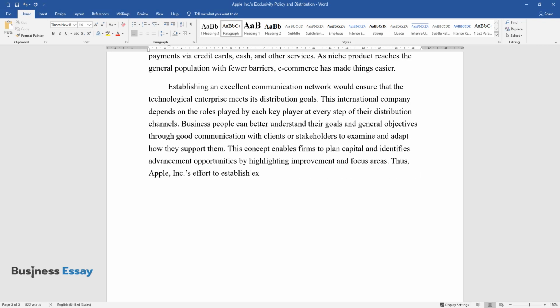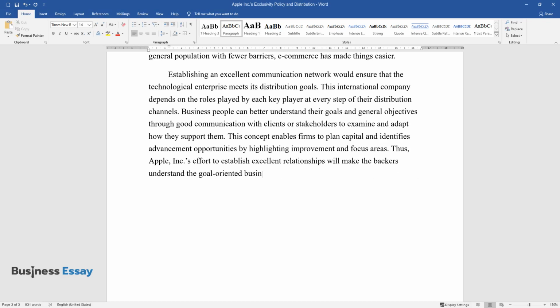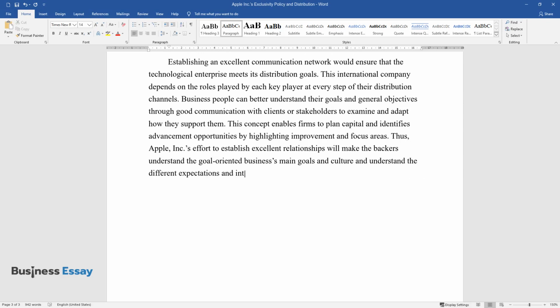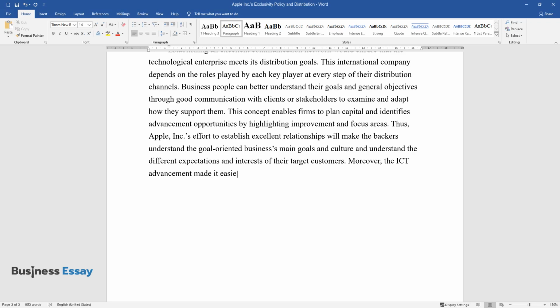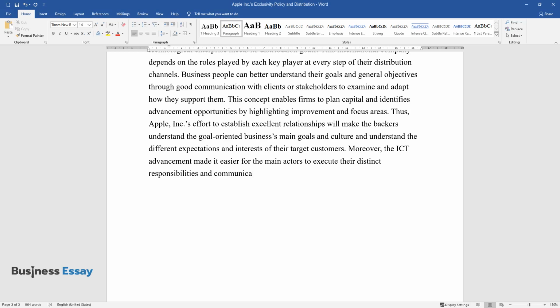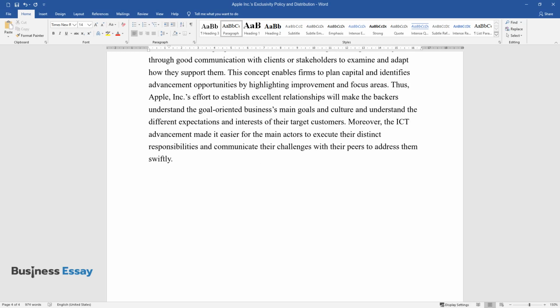Thus, Apple Inc.'s effort to establish excellent relationships will make the backers understand the goal-oriented business's main goals and culture and understand the different expectations and interests of their target customers. Moreover, the ICT advancement made it easier for the main actors to execute their distinct responsibilities and communicate their challenges with their peers to address them swiftly.